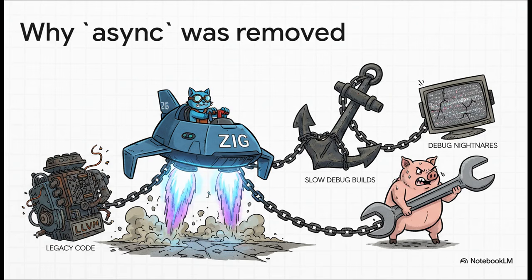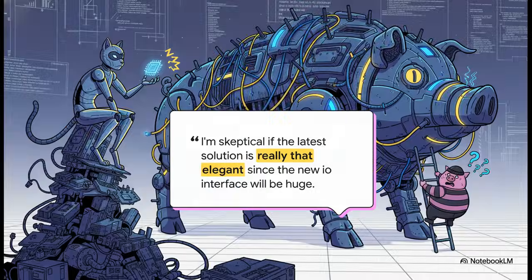To move forward and stay true to its core values of speed and simplicity, Zig had to let it go. And as you can imagine, this created a lot of uncertainty in the community. The old system was gone, but the new one wasn't there yet, and developers were left wondering what was next. You saw comments just like this one, with people being genuinely skeptical about whether any new solution could ever live up to the elegance of the original.